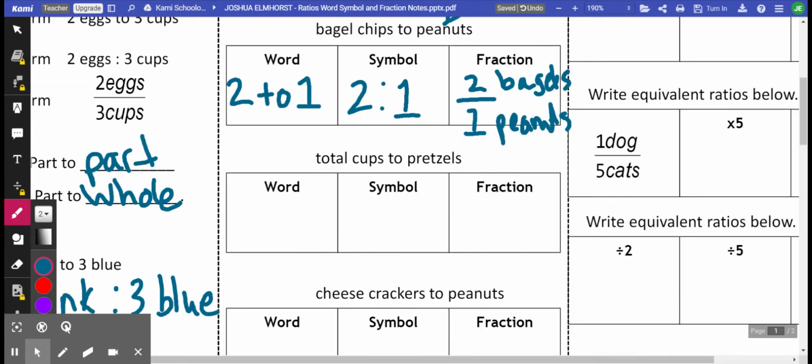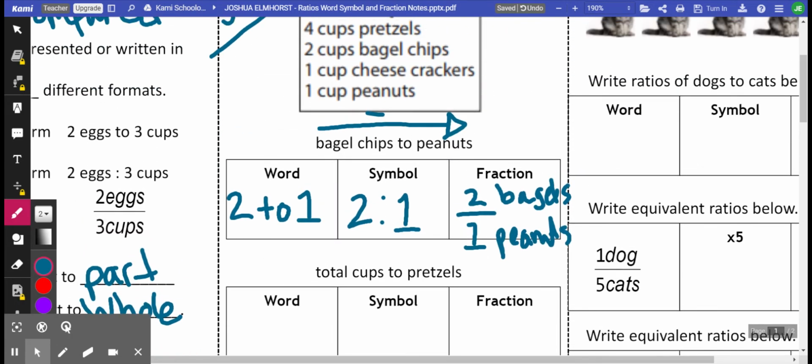So it says total cups to pretzels. So we go back up above. We need to find the total cups. Well, in order to find the total, we're going to have to add up how many different ingredients are in this pretzel mix, or total mix. So 4, 5, 6, 7, 8. So in the ratio, we have 8 total cups.